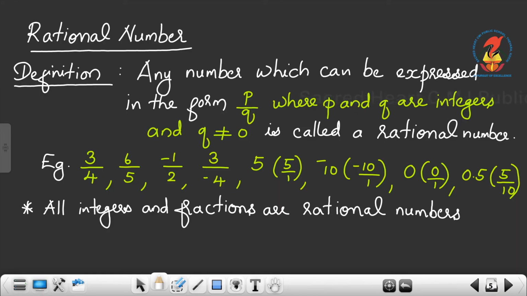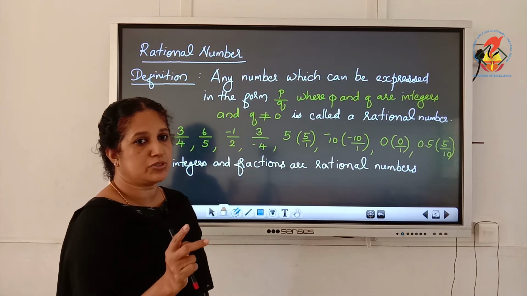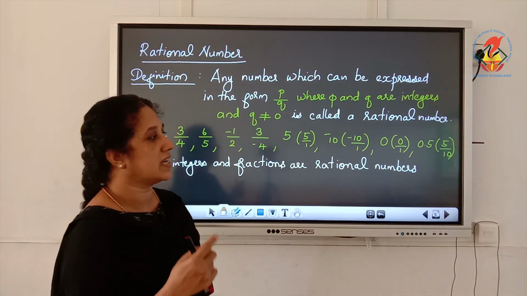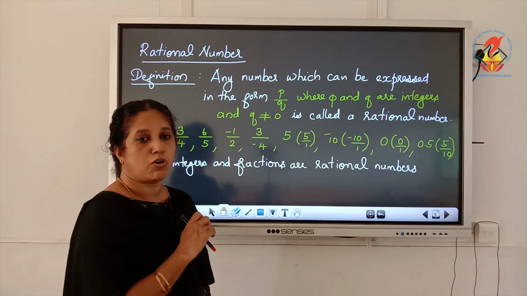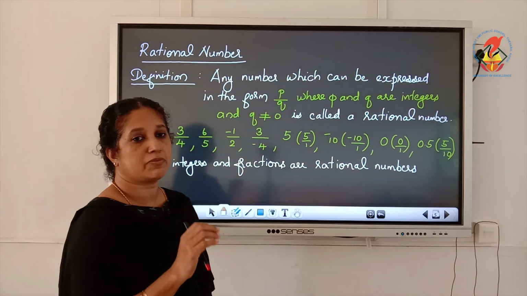So in general, we can say the definition: any number which can be expressed in the form p by q, where p and q are integers and q not equal to 0, is called a rational number. So you have to learn the definition. We have two conditions. Which are the two conditions? p and q are integers and q is not equal to 0. So all fractions are rational numbers, and the decimal numbers can also be expressed in the form of a rational number.